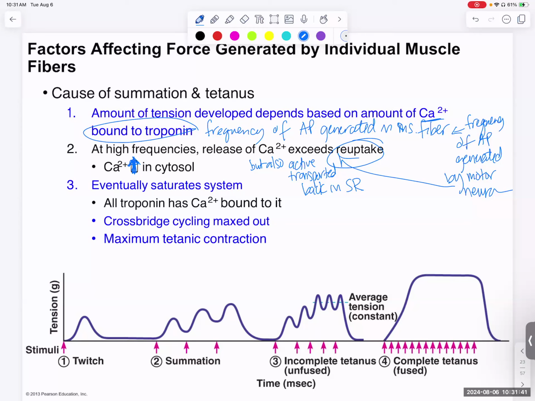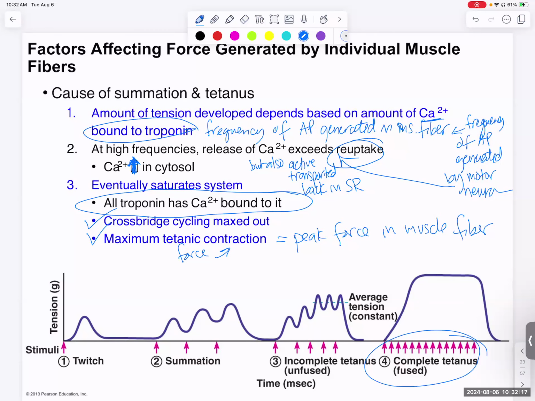And if you're stimulating that motor neuron, you're creating an action potential that is going down the T tubules and releasing calcium out of the sarcoplasmic reticulum faster than it's being pumped back in, you're eventually going to have all troponin have a calcium bound to it, which means you can have the max number of cross bridges, which means you have the maximum force of a contraction, which is peak force in that muscle fiber. And so we see that there.